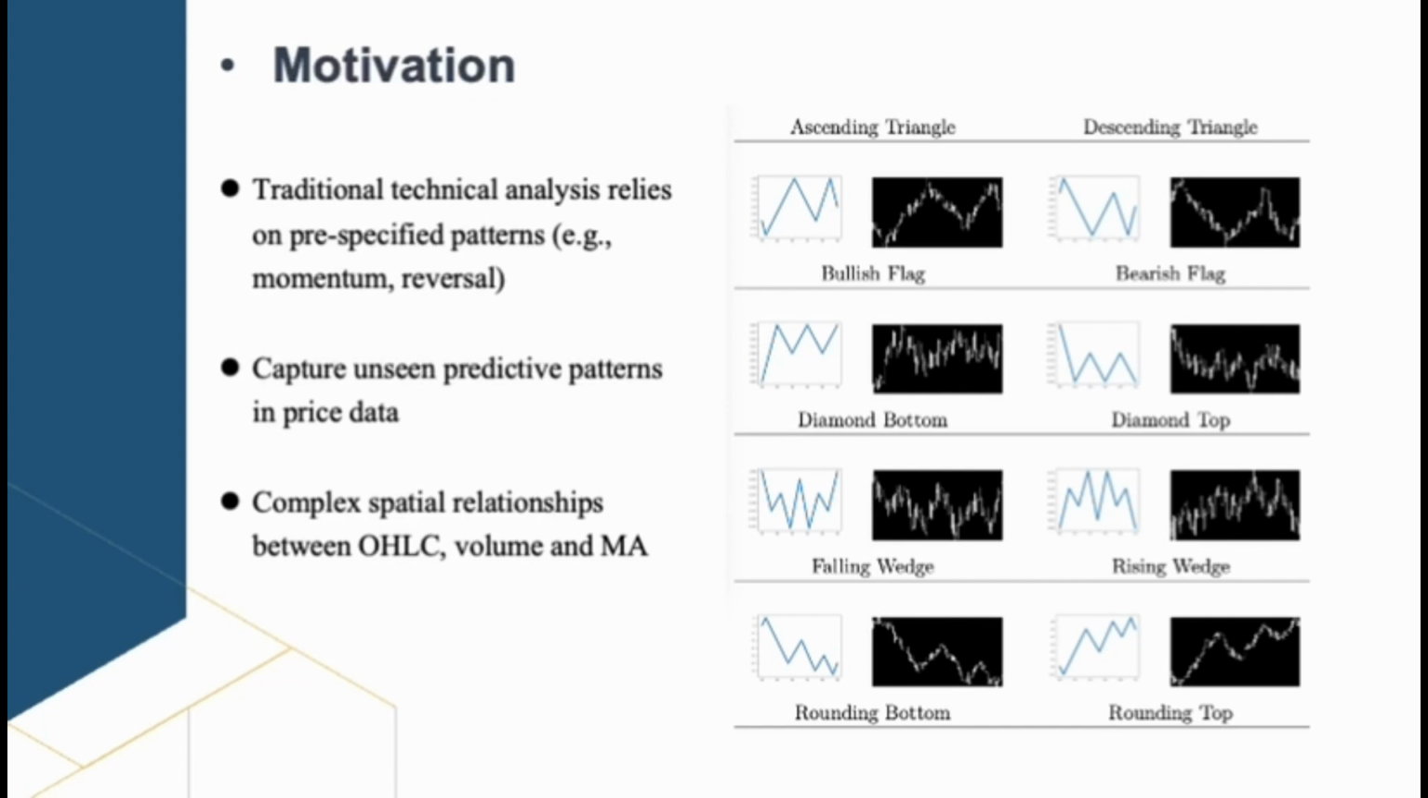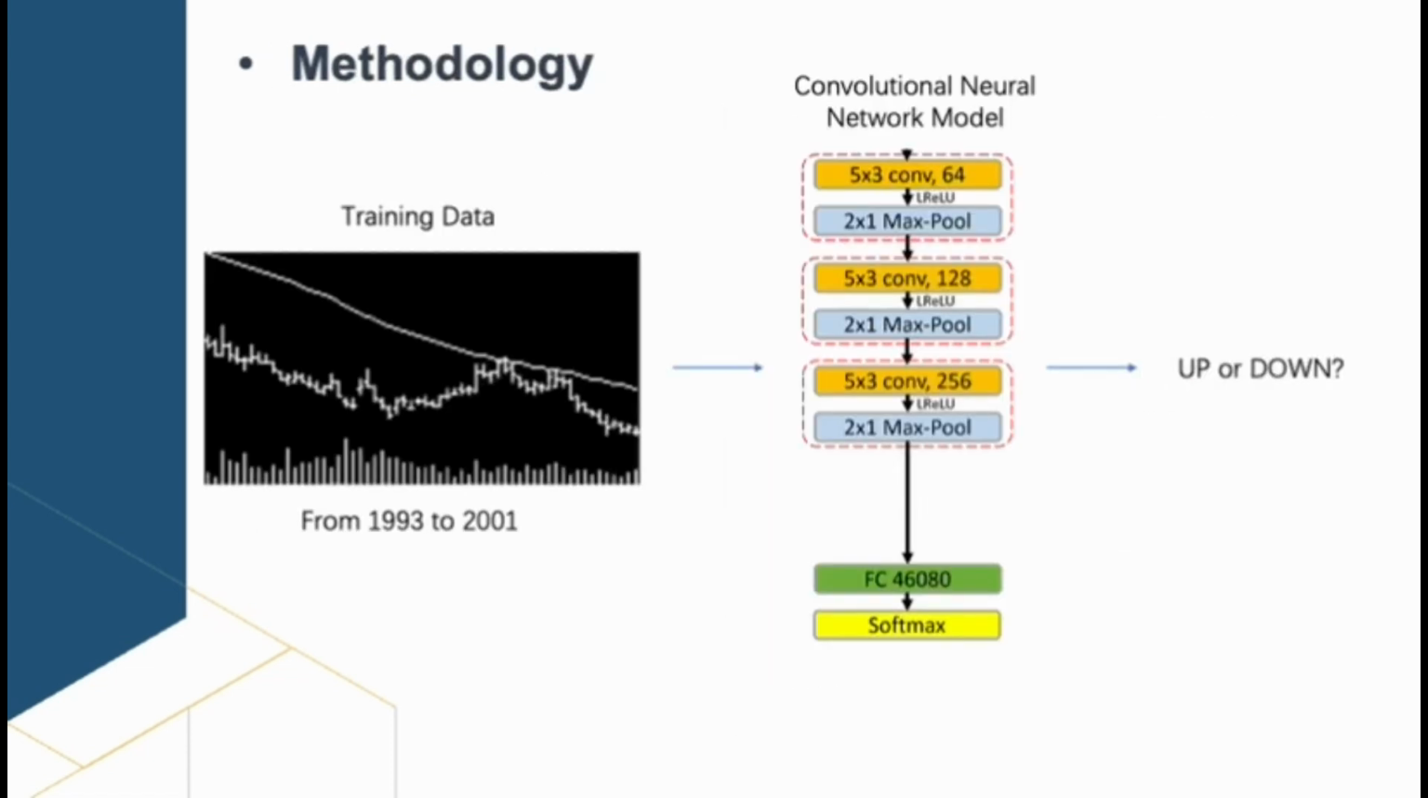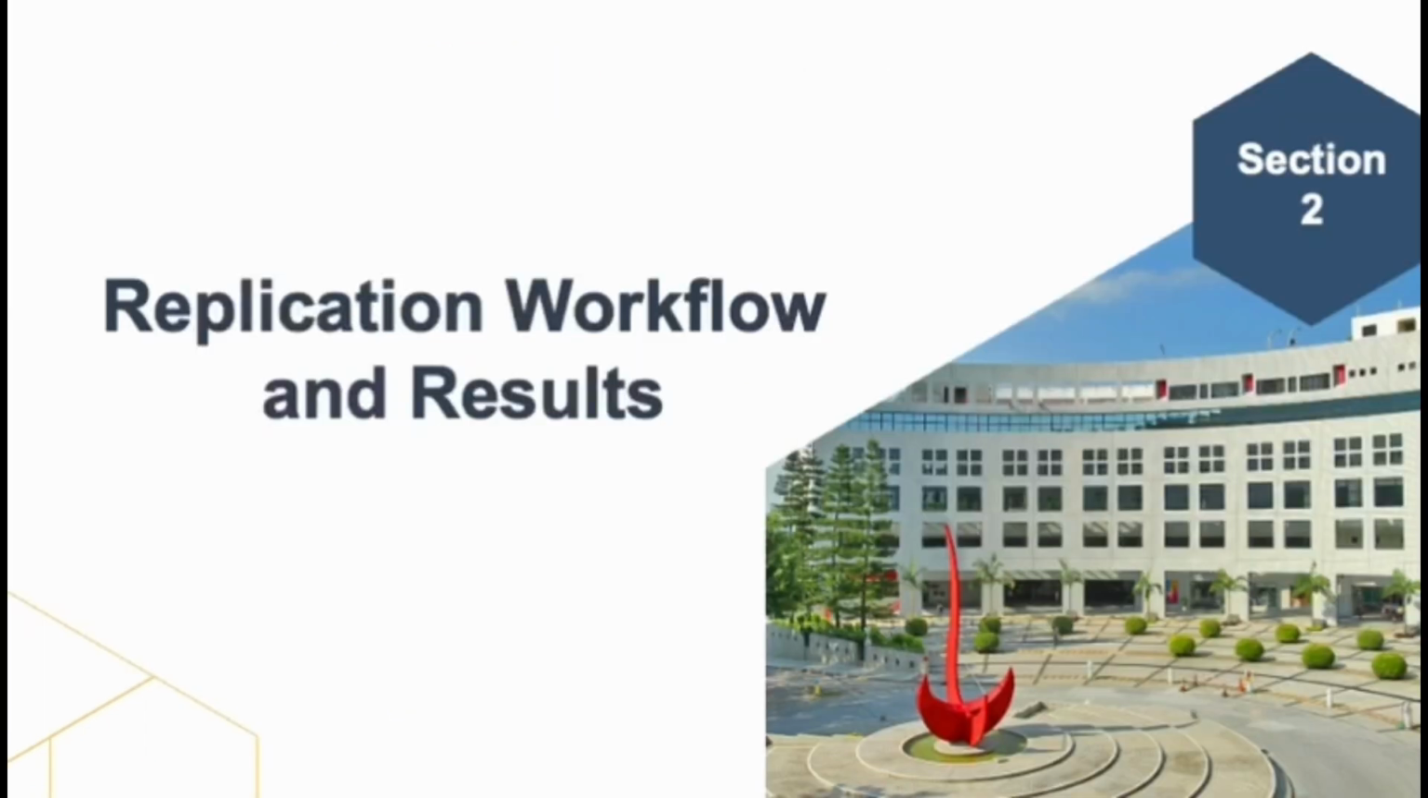As we all know, traditional technical analysis is quite constrained. In order to capture unseen predictive patterns and complex relationships between price data and volume, the author of the paper proposed a novel method of using image data to train a CNN model to predict whether the price of a stock will go up or down in the future. And we replicated the whole paper from start to end.